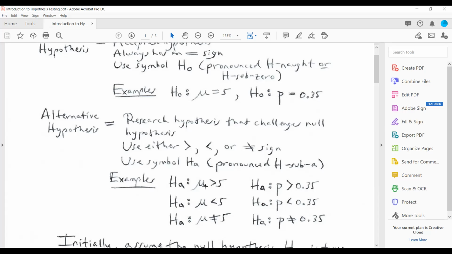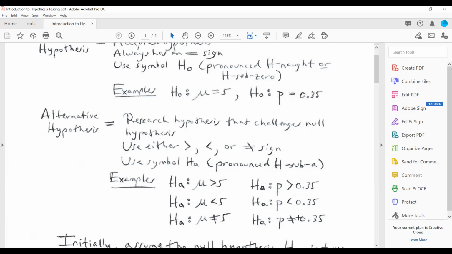But some examples would be, for example, if we were testing a population mean of 5 in the null hypothesis, we could, as a competing hypothesis, either have mu greater than 5, mu less than 5, or mu not equal to 5. Right now, 5 is just some number I picked. That doesn't mean anything. It's just a particular number. Or, as an example of a population proportion, if the null hypothesis is p is equal to 0.35, then one of these three would be the alternative hypothesis. Either p is greater than 0.35, p is less than 0.35, or p is not equal to 0.35.